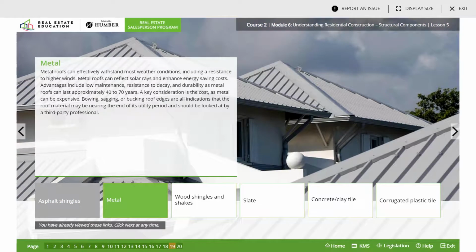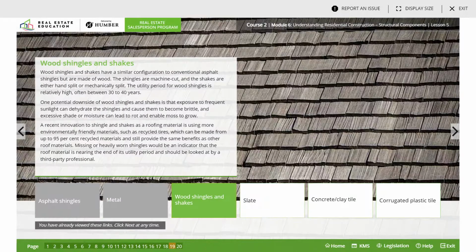Okay, let's go on to metal. Metal roofs are effective, withstand most weather conditions, resistant to high winds. They reflect solar rays, enhancing energy saving costs. Advantages are low maintenance, resistant to decay, durability, as metal roofs can last approximately 40 to 70 years. But they cost a lot. They can be expensive. Problems can be bowing, sagging, or buckling roof edges, which are indications that the roof material may be nearing its end.